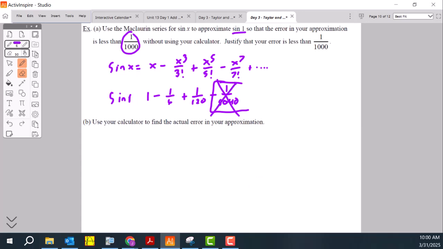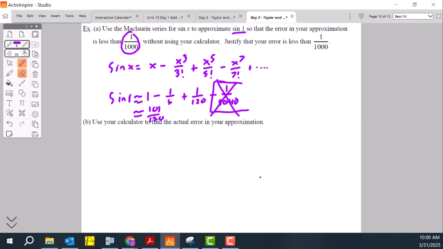We say, and we really should have used approximately, we should say sine of 1 is approximately this, which simplifies down to, I think, 101 over 120. Let me check real quick. Yeah, 101 over 120.